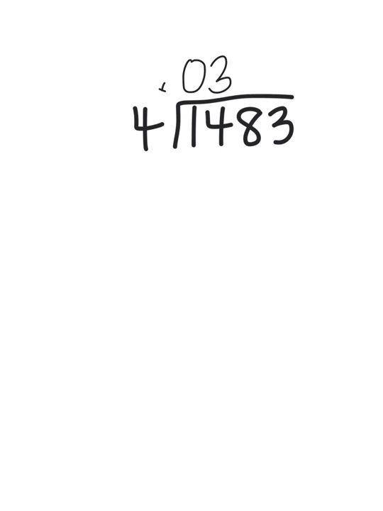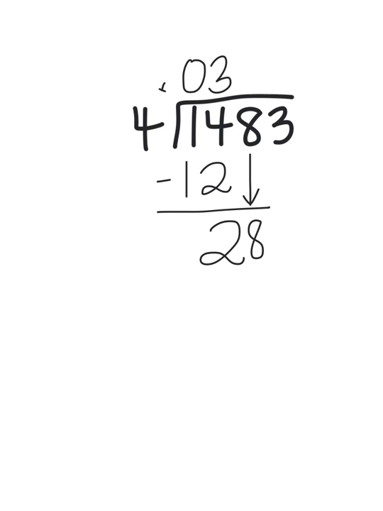3 times 4 is 12. So I'm going to subtract. I'm going to get 2. 4 cannot go into 2, so I need to now bring down my 8. 4 goes into 28 7 times. 7 times 4 is 28. Looking good so far. Now I have a 0.